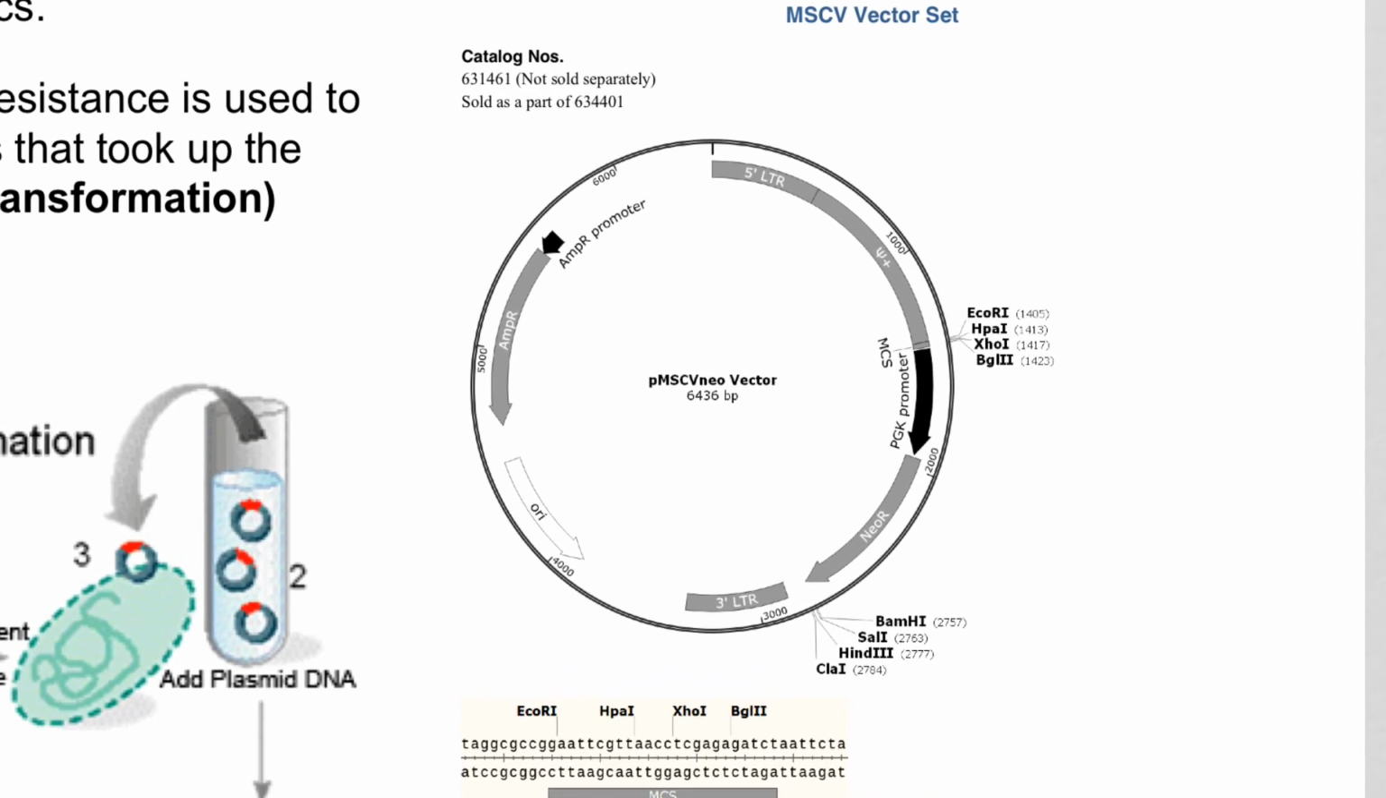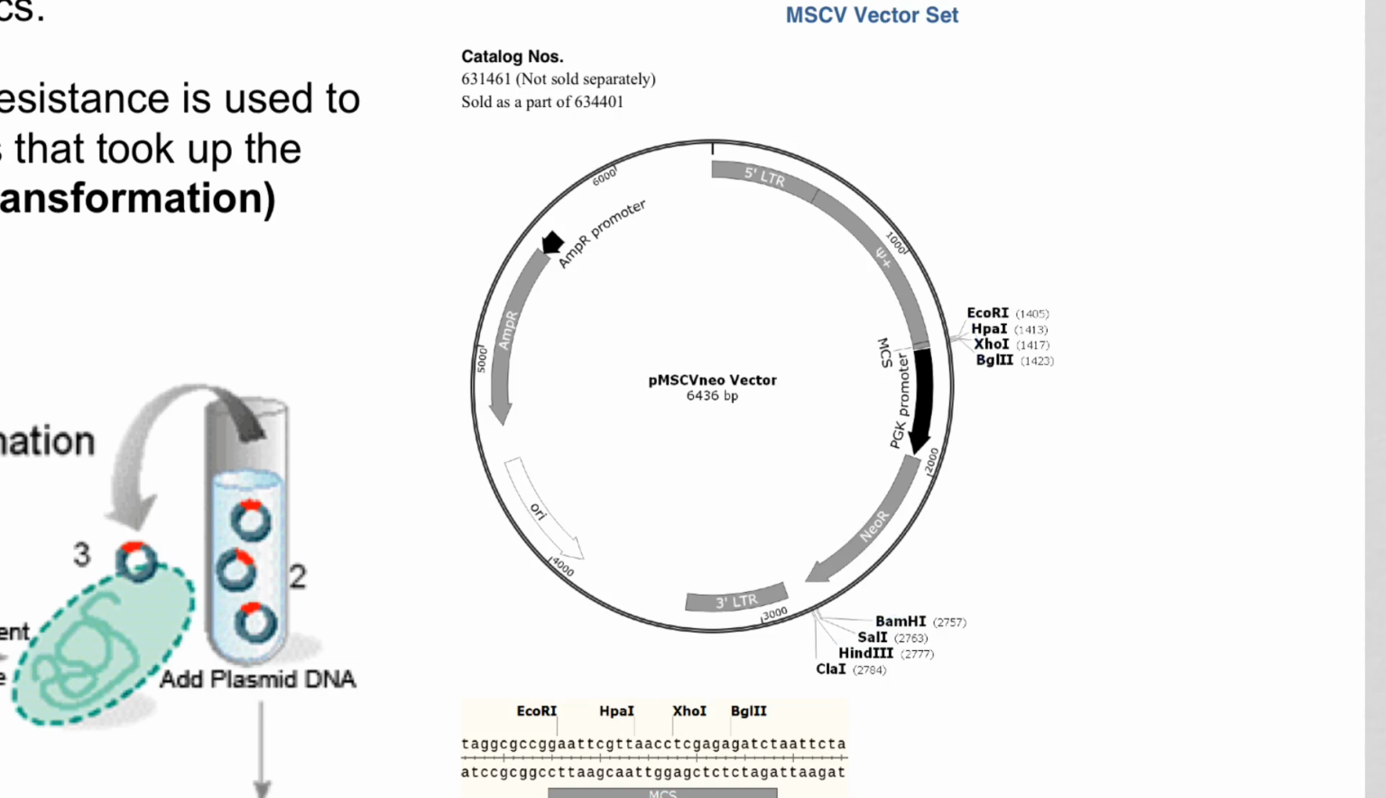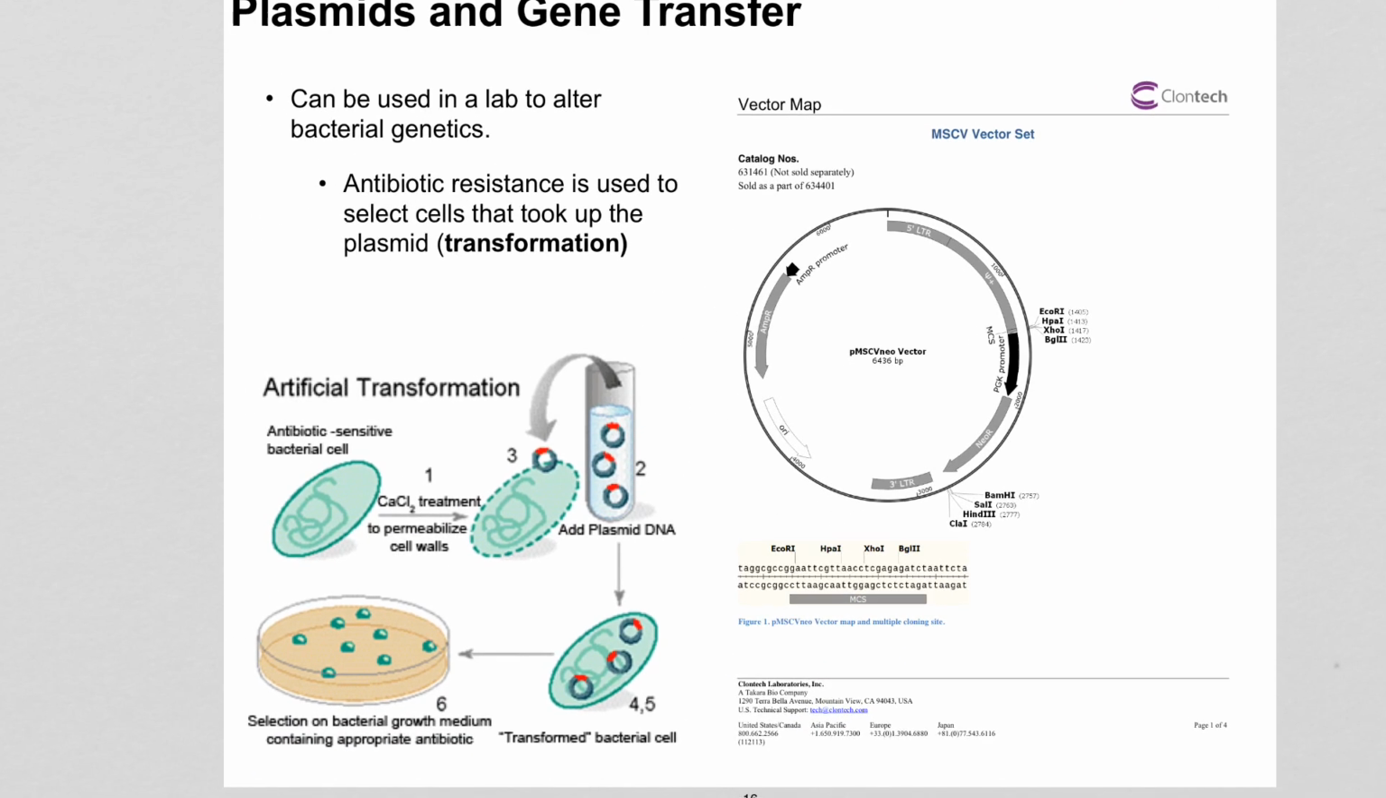This is an example of a map. This circle is supposed to represent a circular piece of plasmid DNA. And the thing that you can do is you can take that plasmid and splice in or insert any gene that you want. An example of how this would work is, let's say that I want to mass produce a particular protein. This protein might be part of a vaccine. It might be used for some sort of commercial application.